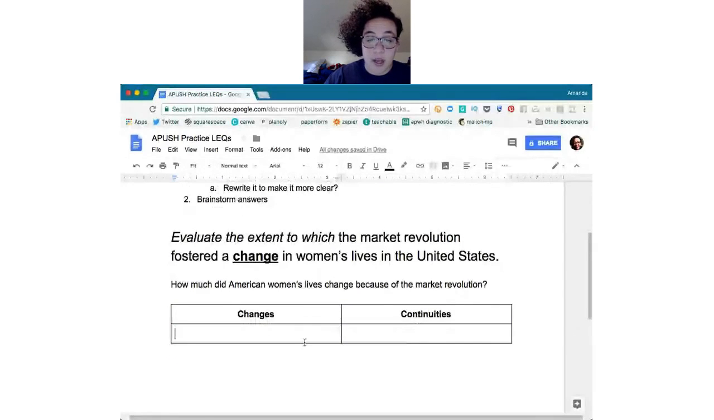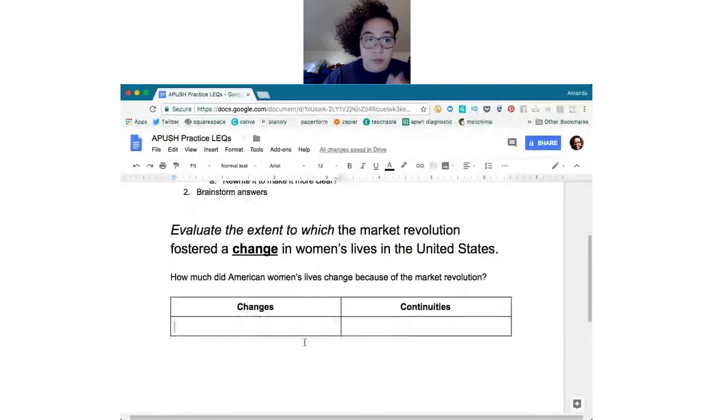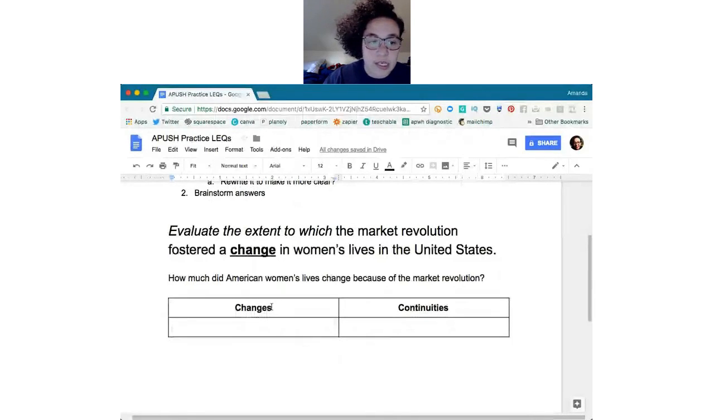And so I would just make a quick chart and brainstorm this. So let's think about it. What are some ways in which women's... Jasper, you don't need continuities, but you have to figure out what you're going to argue. How much did women's lives change? And you've got to figure out which way you're going to argue that.